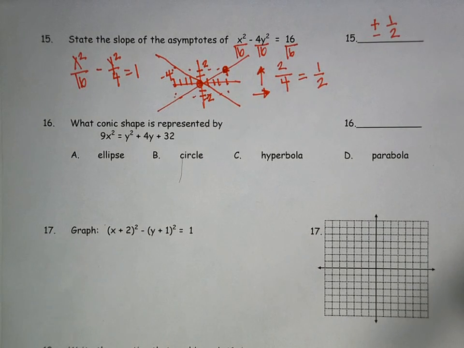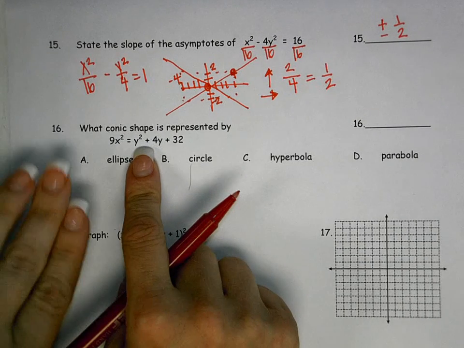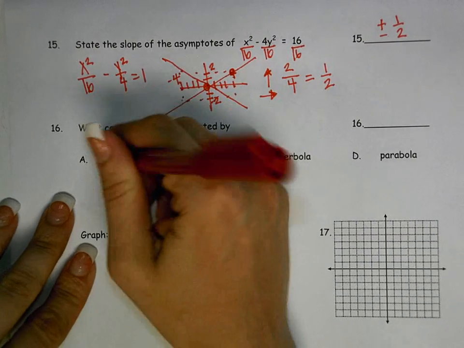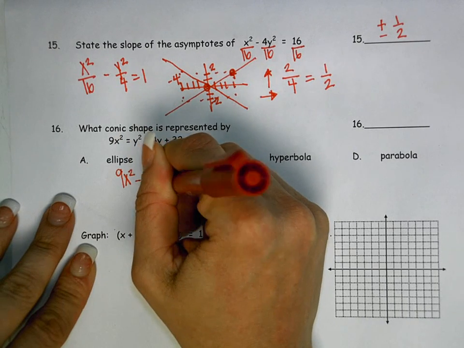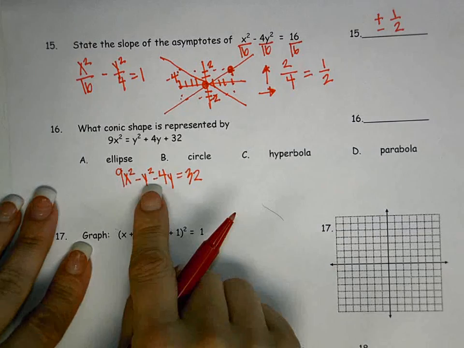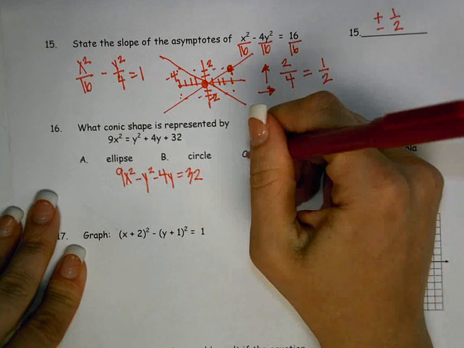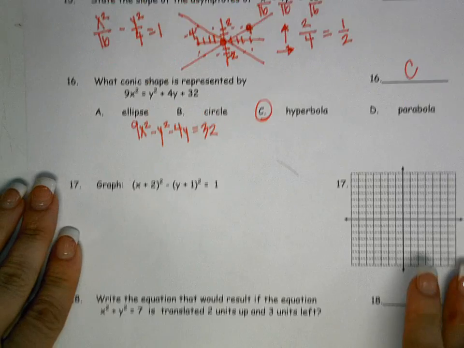Number 16, what kind of shape is that? Before you can determine what kind of shape it is, the x and y's have to be on the same side. So if you move this over, we'd have 9x squared minus y squared minus 4y equals 32. Now if you look at it, 2 squares, negative in between, has to be a hyperbola. That's the only kind of shape it could be.